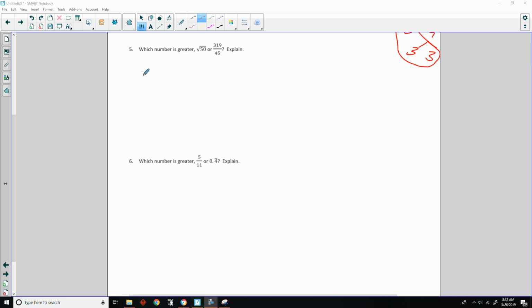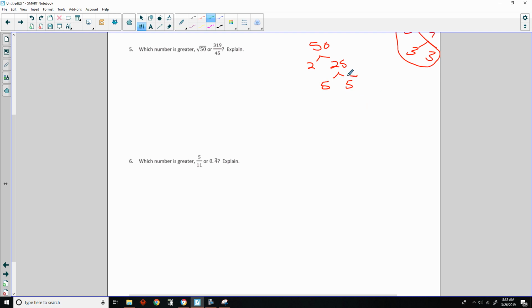Okay, we're all the way up to number 5, and we finally got to an irrational number. So far, 1 through 4 was dealing with all rational numbers. So now I have the square root of 50 and 319 divided by 45, and want to know which number is greater. So I'm going to do a factor tree for 50, which is 2 times 25, and 25 is 5 times 5.